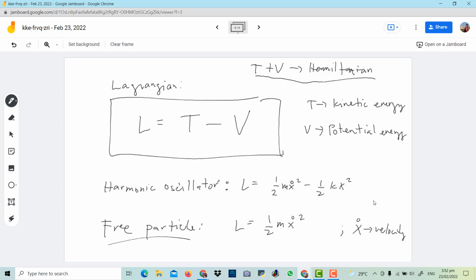Somewhat decay kaning k, kay pwede po na ako siya isulat as, kasagara kay dili k ang gamit, no? Pwede na ako isulat as 1/2 m omega squared x squared. Okay? The k here is m omega squared. The omega is the angular frequency. So omega squared. Okay? So this is the Lagrangian of the harmonic oscillator.